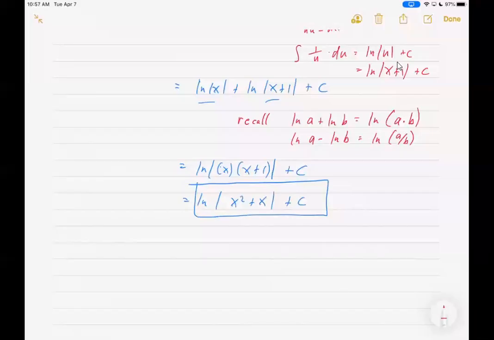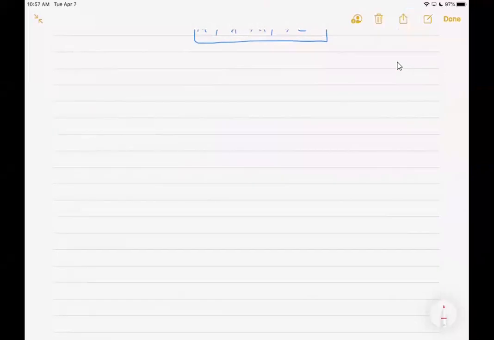Okay, so let's just pick up where we left off. You can see that our answer involved natural logarithms. This is going to be the case for most problems involving partial fractions. So let's just continue right into another example. Let's start with a pair of fractions this time.